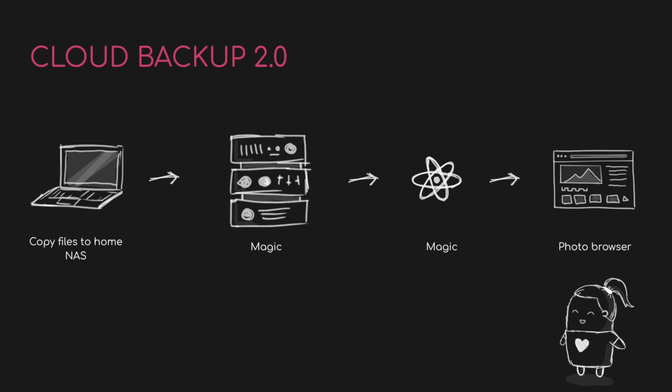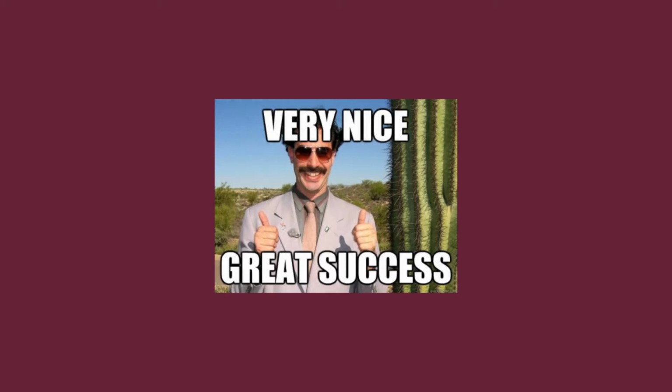So the cloud backup solution 2.0 is now that we have this local network drive, then we have raw files in S3, and then we need some additional magic, and then in the end we will have the photo browser ready to use.